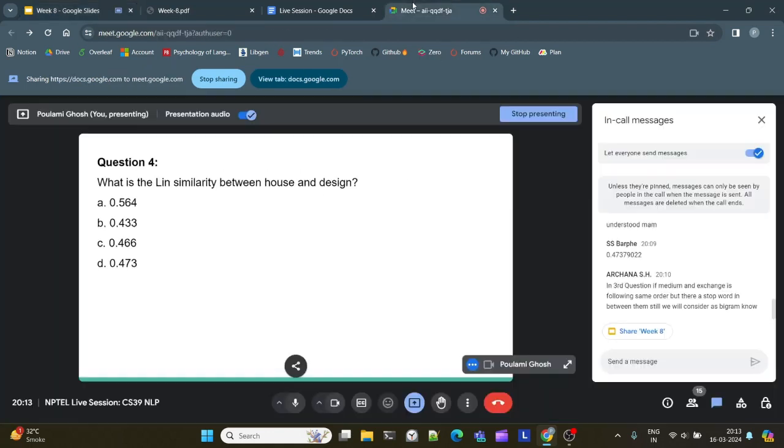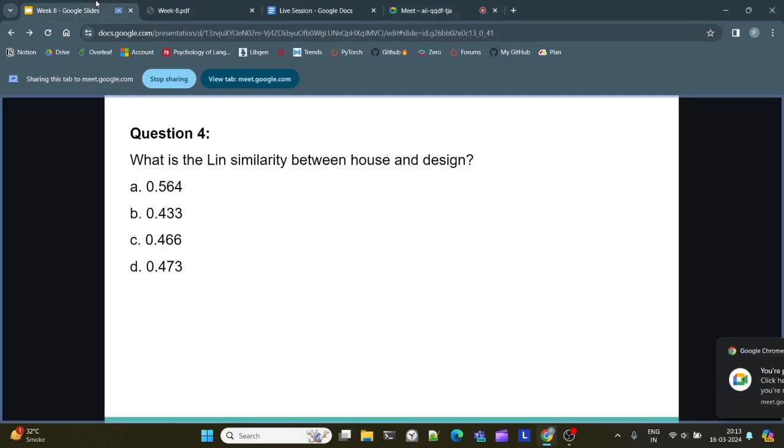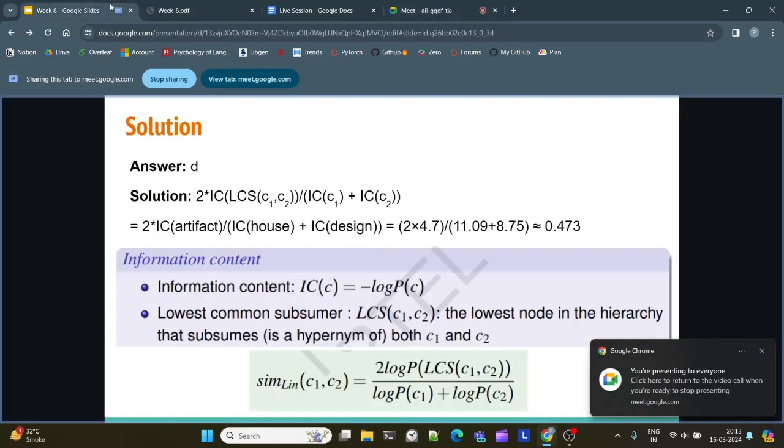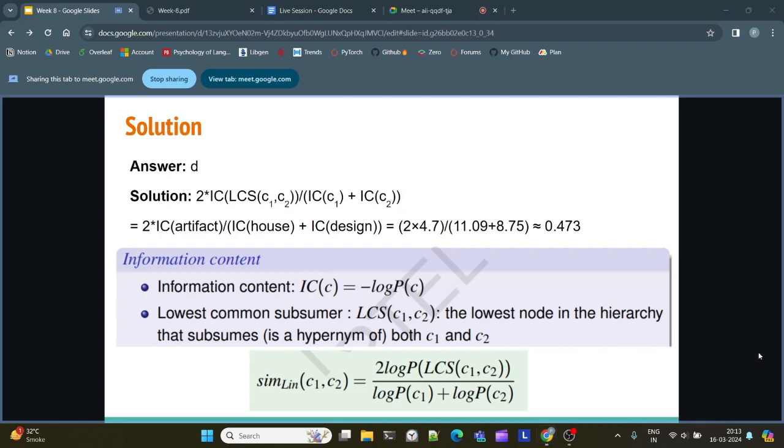So maybe we can discuss the solution as well. As she mentioned, this is the formula of the Lin similarity. In the numerator, we have 2 log of P of LCS of C1, C2, where C1 and C2 are the two concepts. LCS is the lowest node in the hierarchy that subsumes both C1 and C2, like a common ancestor. And in the denominator, I have log of P of C1 plus log of P of C2.